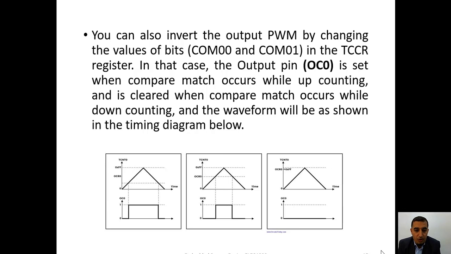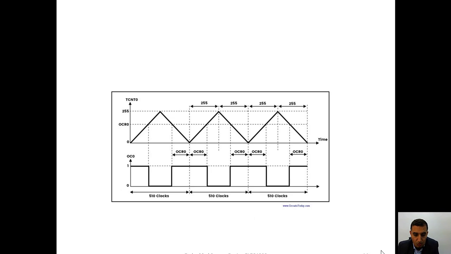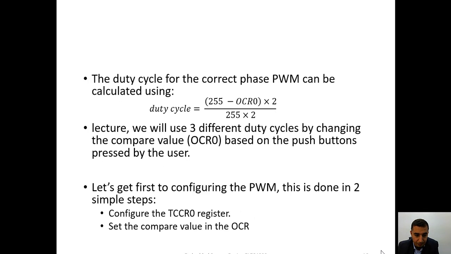You can also invert the output by changing the values of COM1 and COM0 in the timer control register. In that case, the output is set with the compare match and reset when counting down, which will give you the opposite.